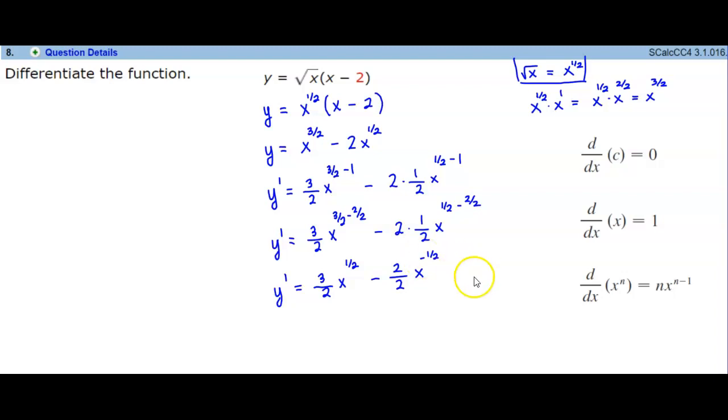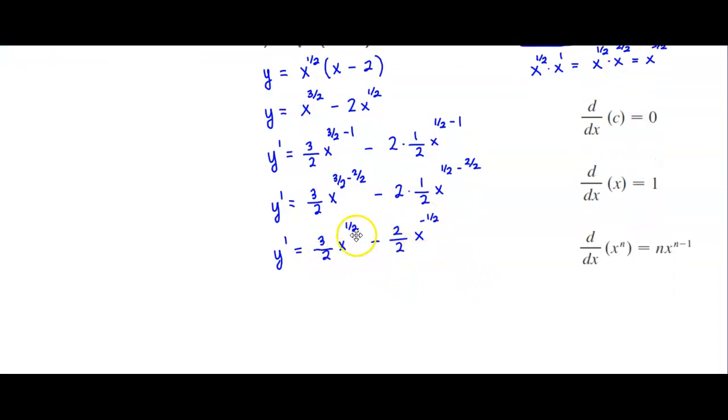Now, what they have in common is something we can factor out. What we can factor out is 1/2 x to the negative 1/2. If we factor that out, we end up getting 1/2 x to the negative 1/2, and then what's left is 3x minus 2.